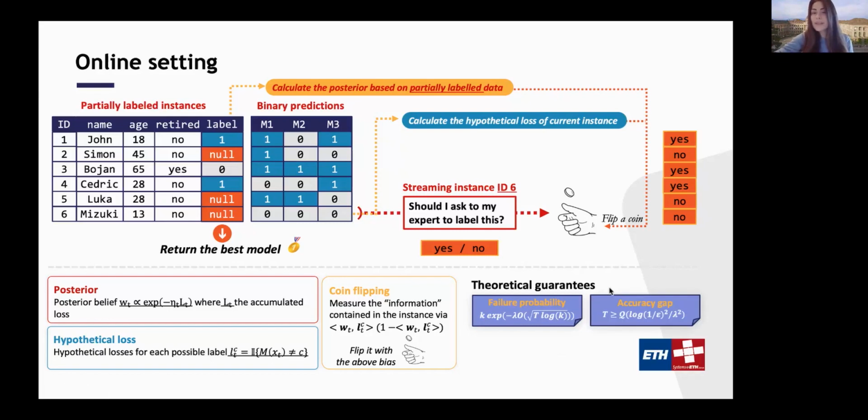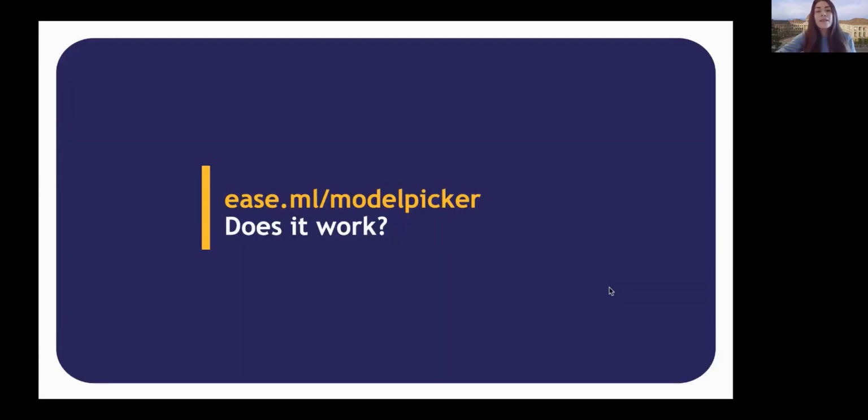In addition to this guarantee, we also have an accuracy gap guarantee, and we show that this is very small at every round, where epsilon is the accuracy gap here. Of course, the accuracy gap also depends on lambda, which is the hardness of the problem. And finally, we show that the number of queries gracefully increases with capital T, which is very consistent with all the regret minimization approaches. So yes, we have theoretical guarantees, we have an algorithm that is designed for model selection, but does it actually work?